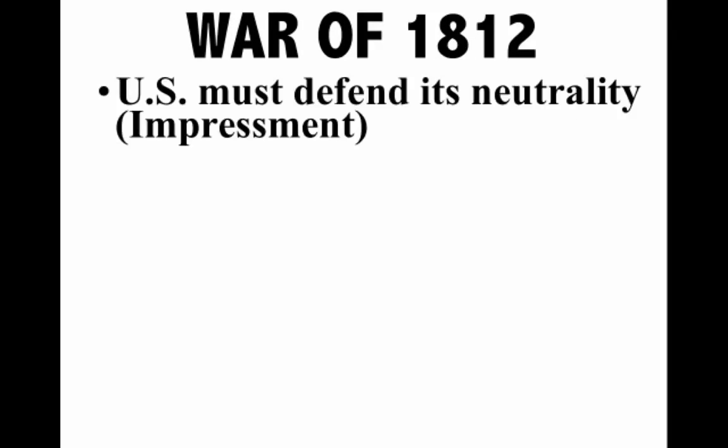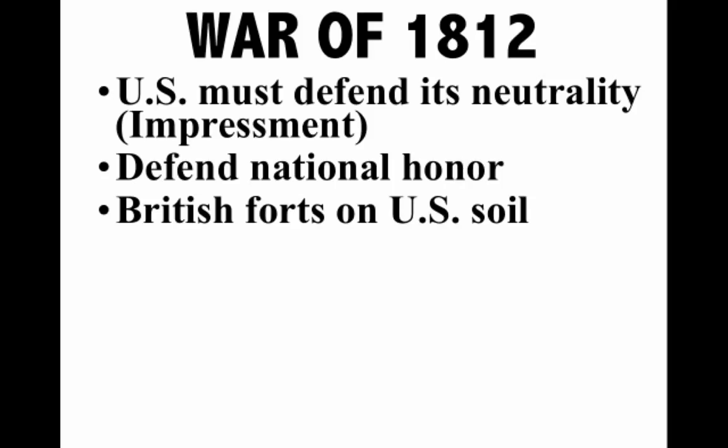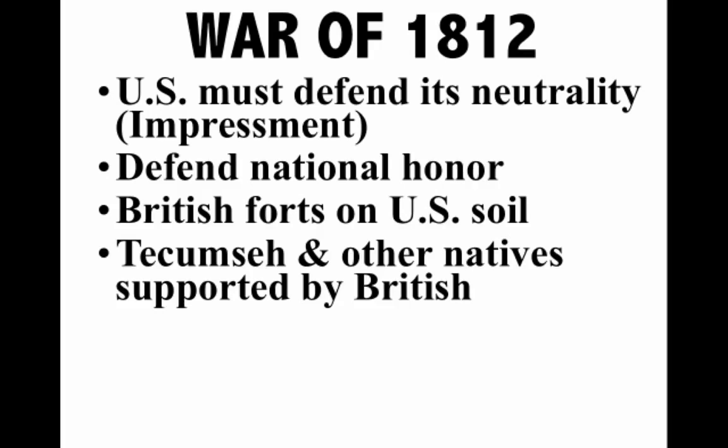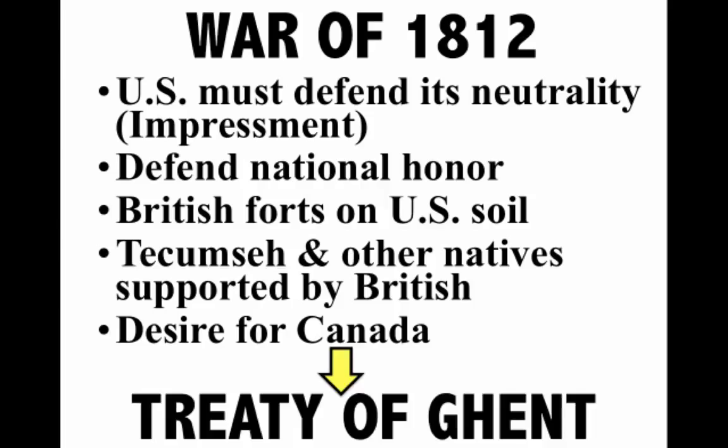And there's a lot of reasons why we have the War of 1812. We want to defend our neutrality from impressment. We want to defend our national honor. There are also those continued forts on U.S. soil. Tecumseh and his brother are being supplied by the British with guns, which are then being used against Americans on the frontier. And of course, some of those War Hawks like Henry Clay and John C. Calhoun are talking about, why don't we expand our territory and take Canada? And eventually we have the War of 1812 under James Madison, which leads eventually to the Treaty of Ghent, and all is settled once again between us and our former mother country.